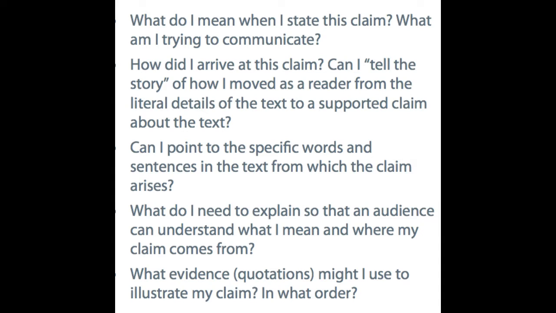Next, we move on to, can I point to the specific words or sentences in the text from which the claim arises? So this is finding your actual quotations. And so this should be one of the points that you go over first, since it helps you figure out what you're going to cite. The next question is, what do I need to explain so that an audience can understand what I mean and where my claim comes from? So this is basically just saying, how am I going to explain it to the audience?